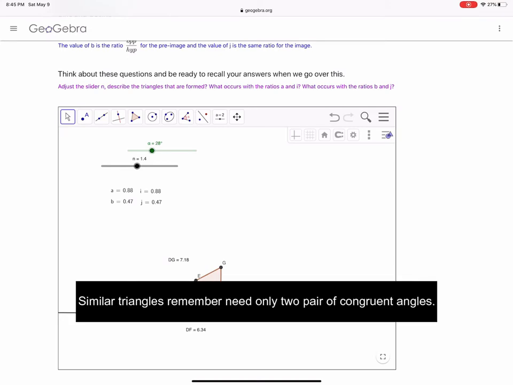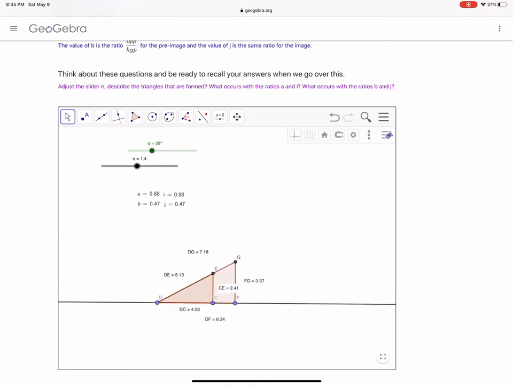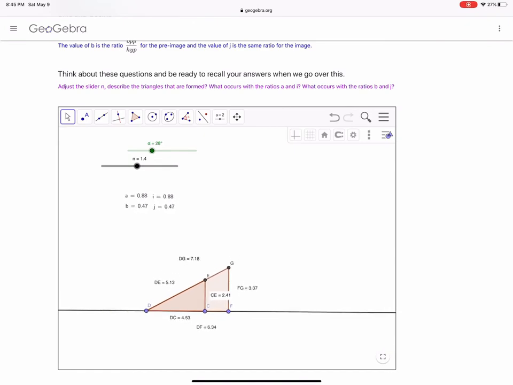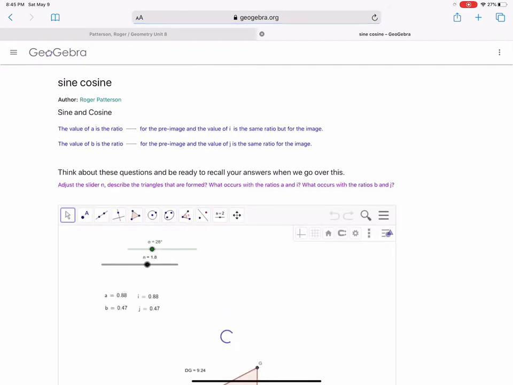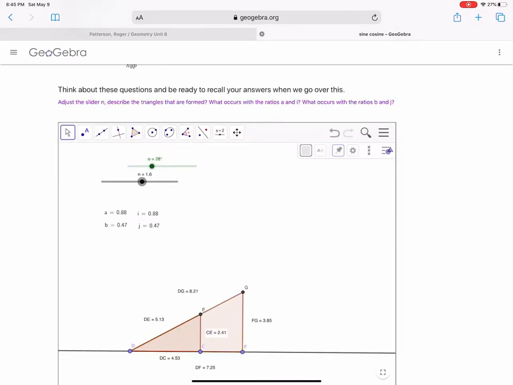So if I slide the n, let me try sliding the n. It's not sliding. It worked before, of course, when I tried this out. Let me do a refresh on it here and see if we can get it to go. Okay, so as I slide that in, those triangles are similar because the D angle stays the same, and the right angles at C and F stay the same. So these are my new ratios, and you can see that they're staying the same.